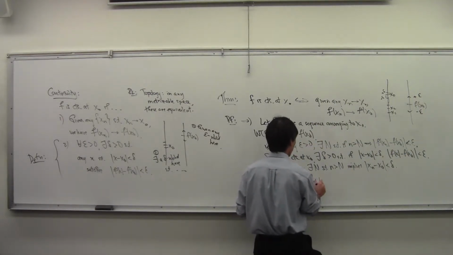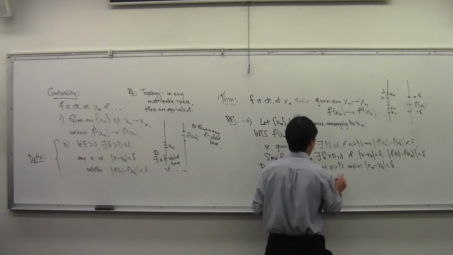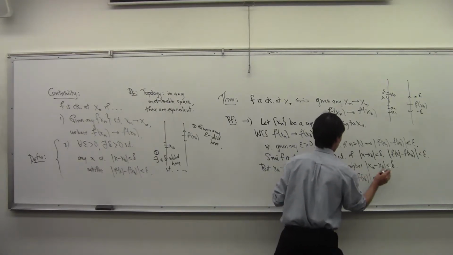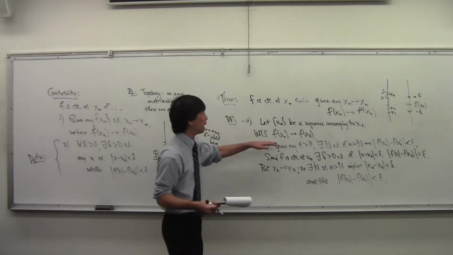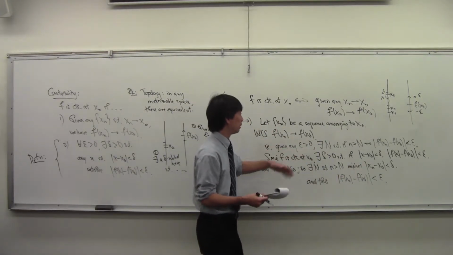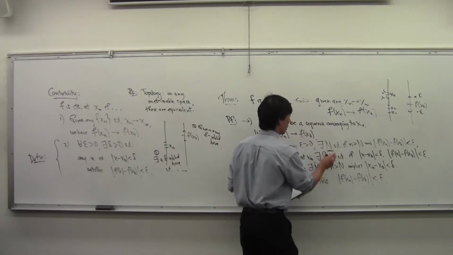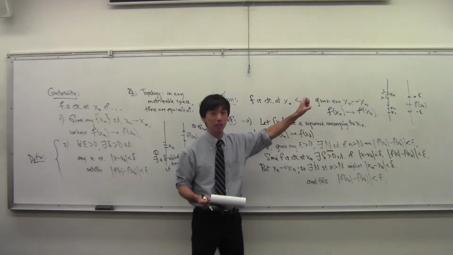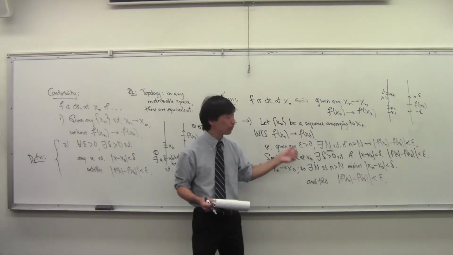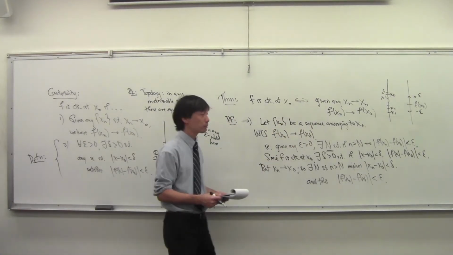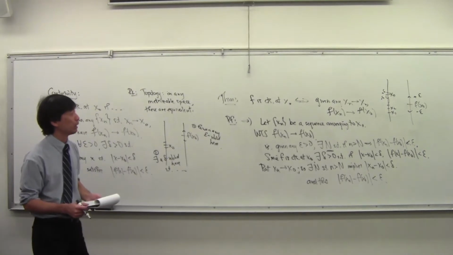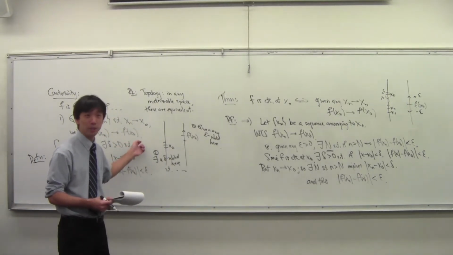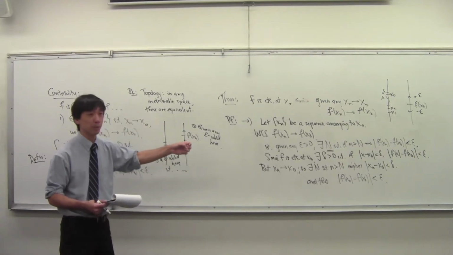and thus f of xn minus f of x naught is less than epsilon. Okay, so we found the n that we're looking for. We wanted an n past which all the outputs were within epsilon of f of x naught, and we found it. So you see that the epsilon delta definition implies the sequence definition.